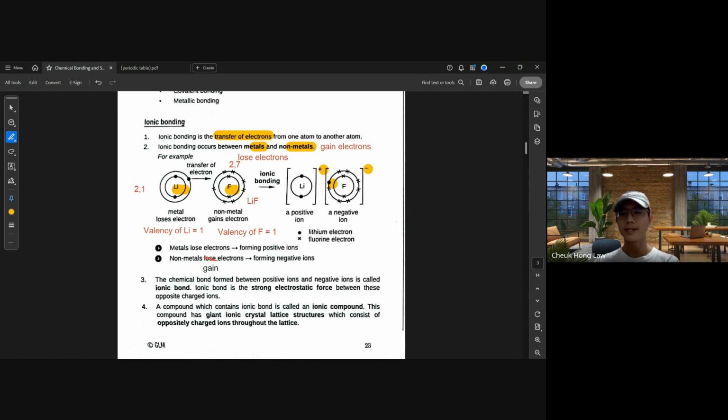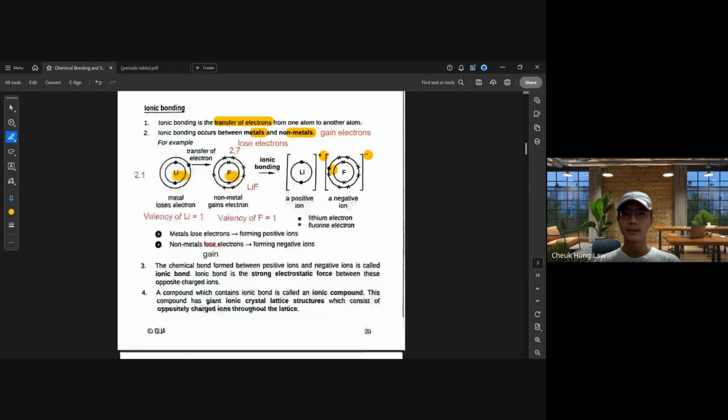Fluorine is a non-metal, so it will gain electrons to form a negative ion. And how many electrons did it gain? It went from 7 to 8, so it gained 1 electron. So the charge is 1 minus, which is just minus.